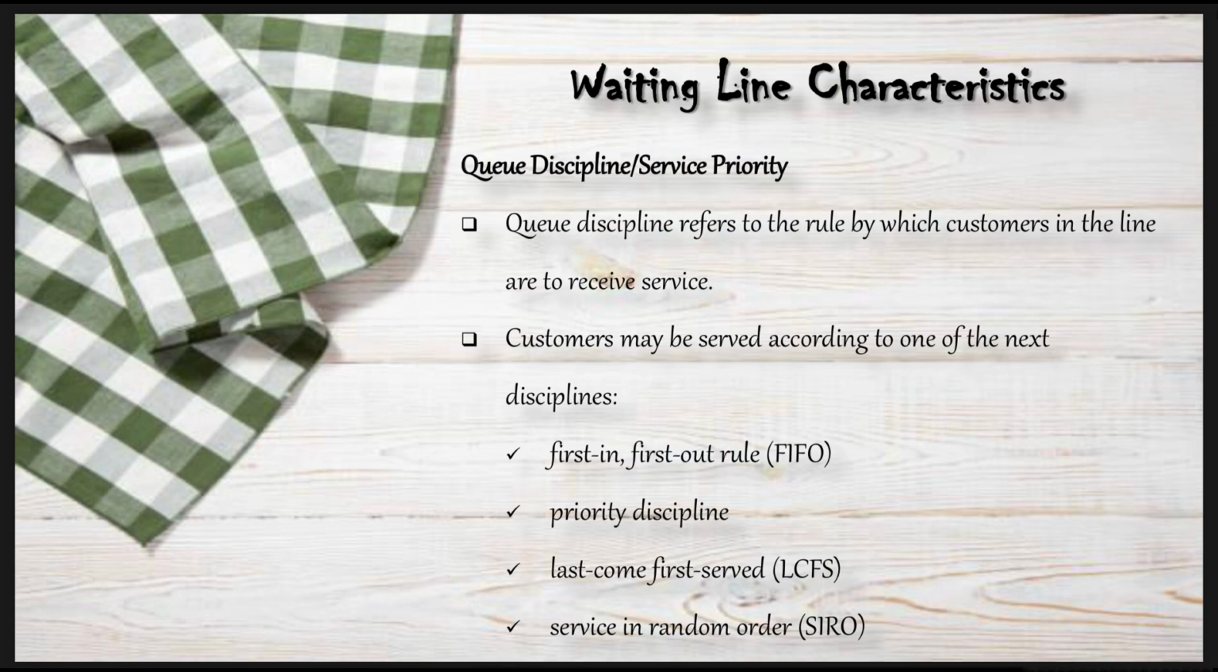Now, let's proceed to the second waiting line characteristic. The second waiting line characteristic deals with queue discipline. We should also refer to this as service priority. Queue discipline refers to the rule by which customers in the line are to receive service. Mostly, the systems here use a queue discipline known as first in, first out, or the FIFO rule, which I mentioned earlier in the first chapter of our topic.